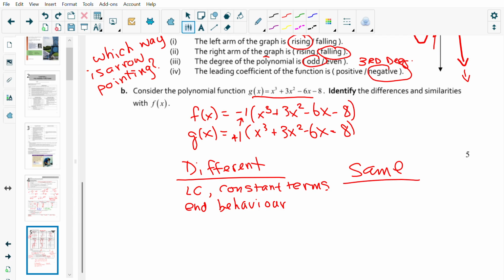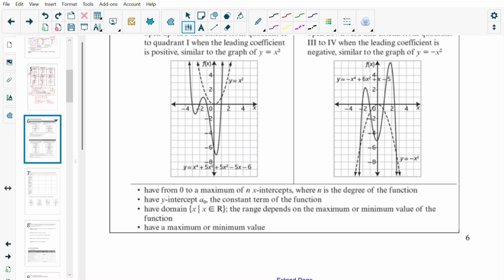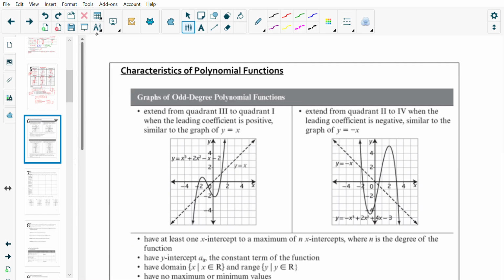Okay, how are they the same? The degrees are the same, both third degree, and the x-intercepts are the same. So if you overlay them, they'll have the same x-intercepts, but they'll start and end in different places. Okay, next page.